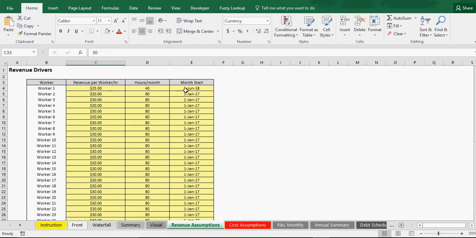Also, I'm going to show you that this works. So we're going to also put worker one at $25 an hour, 40 hours a month, starting in 18. So you'll see in a little bit how that shows up in the P&L summary, monthly summary.